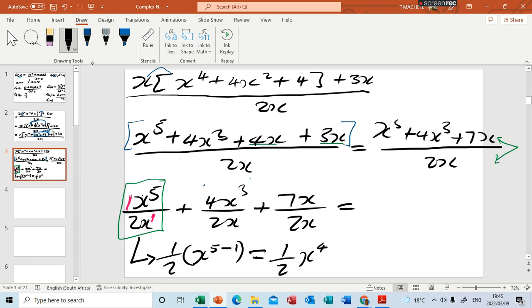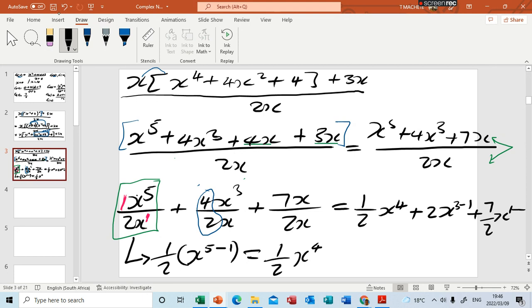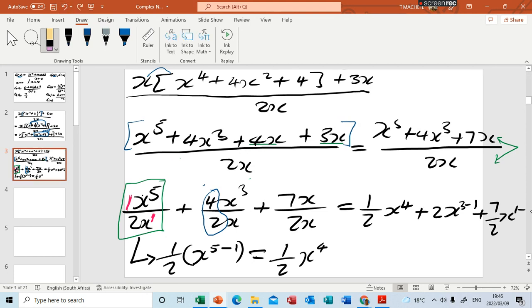Dividing the powers of the same base, you subtract the exponent. That's exactly what we're going to do. So we're going to have 1 over 2 x to the power 4. Then you say plus. What is 4 over 2? You're going to divide 4 over 2. You see here, you're going to take this, dividing the powers of the same base. So you're going to have 2, and then x to the power 3 minus 1. And then plus 7 over 2, and then x to the power 1 minus 1. 1 minus 1 is 0. So x, anything to the power 0.